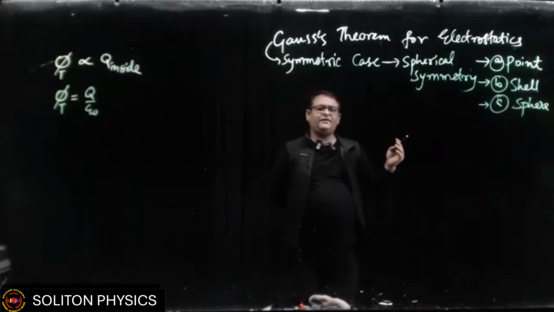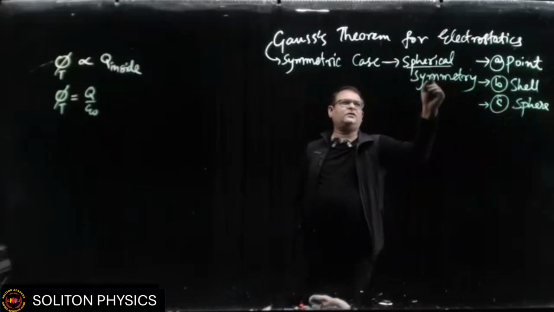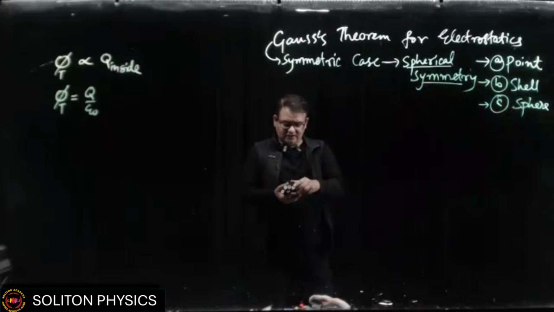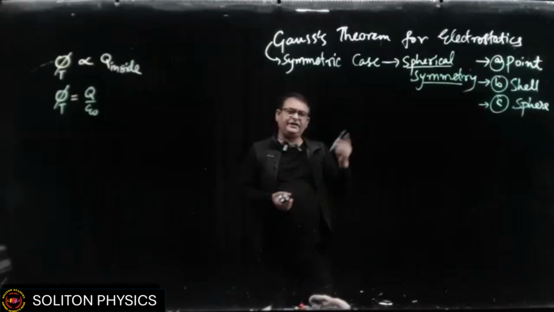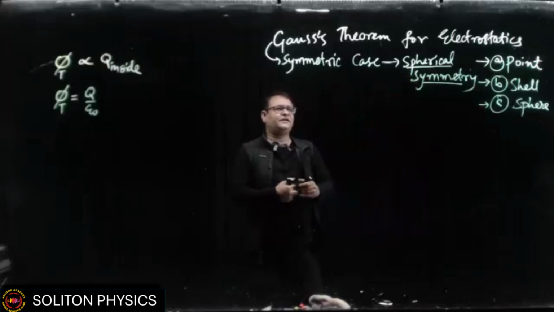So we will find Gauss theorem is exactly Coulomb's law, and Coulomb's law is valid only in spherical symmetry. Okay. Now Gauss theorem in gravitation will show that Newton's law of universal gravitation is also valid only in spherical symmetry. For all other cases, we have to use calculus.